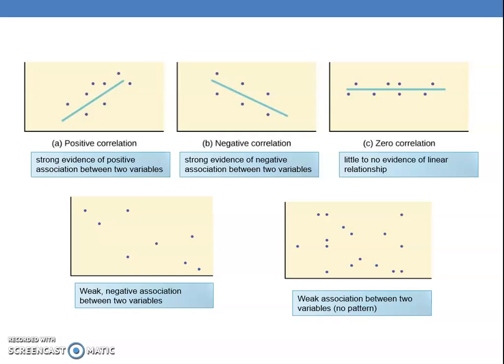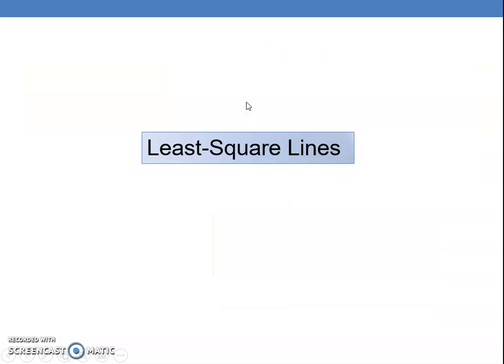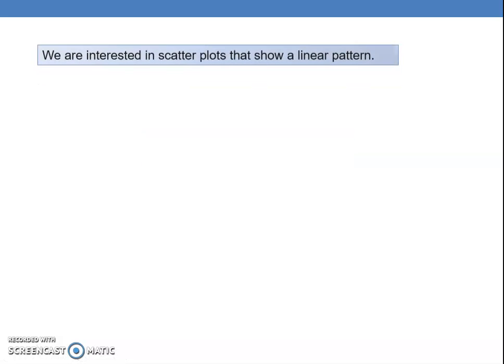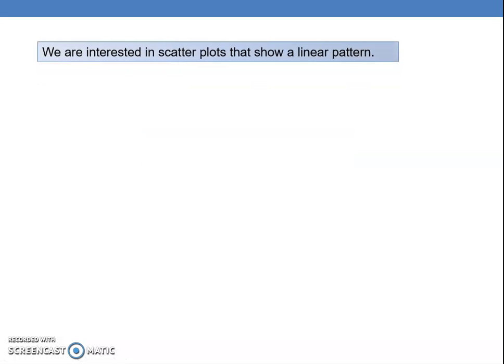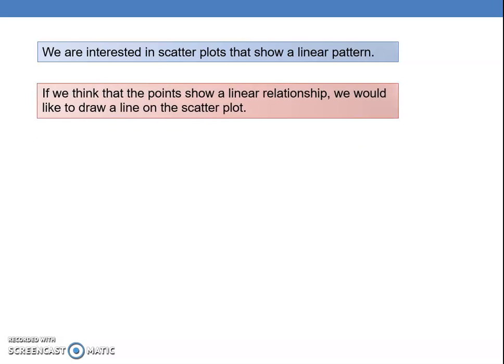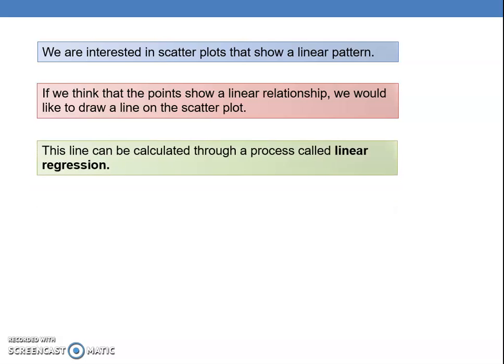Okay, so from the previous slide, as you can see, we drew these lines right here. Our next goal is now to find the equation of those lines, and we call that your least square lines. We are interested in scatter plots that show a linear pattern. If we think that the points show a linear relationship, we would like to draw a line on that scatter plot, and the line can be calculated through a process called linear regression.